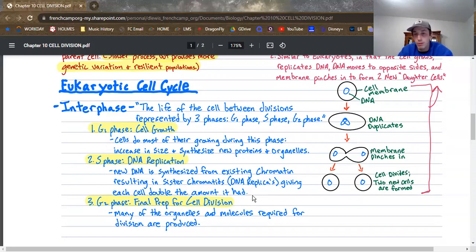That's important because when you divide, if you don't double the amount of information, when your cell divides, you end up losing genetic information, and that would leave you not human.